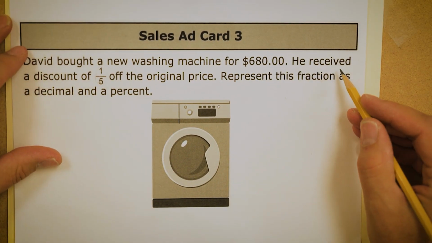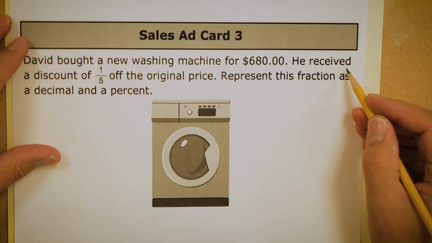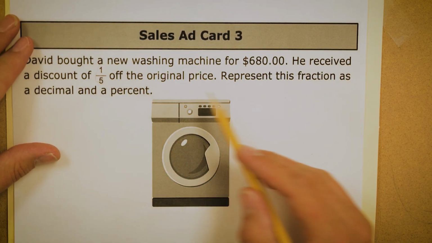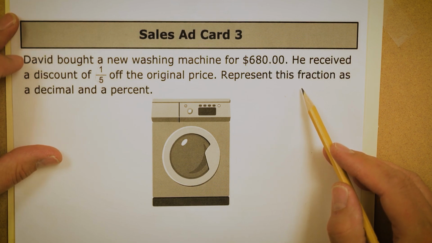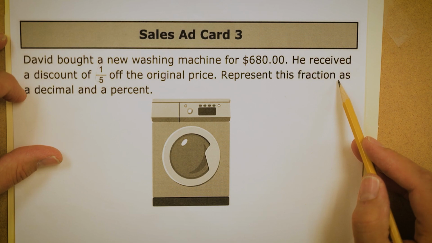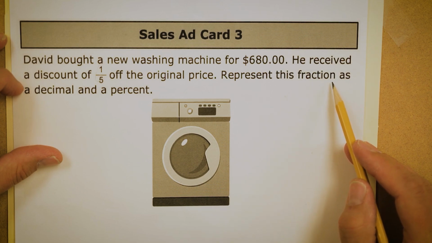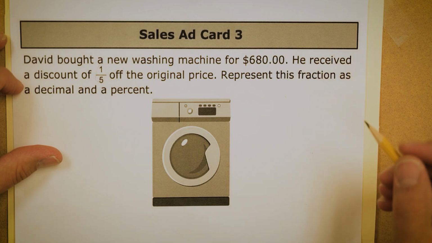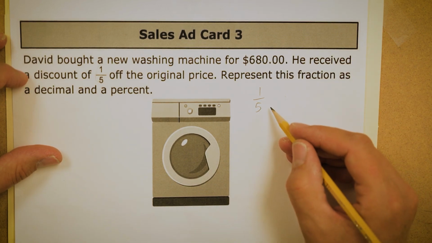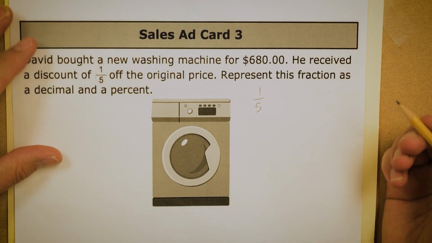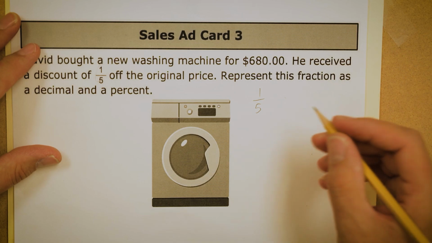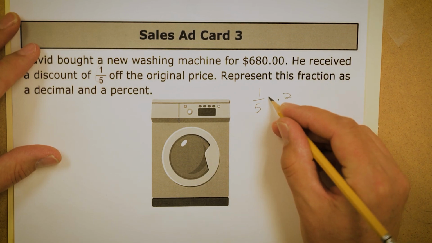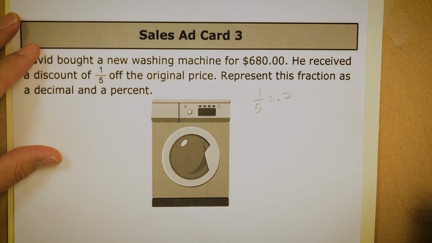David bought a new washing machine for $680. He received a discount of 1/5 off the original price. Represent this fraction as a decimal and a percentage. So we have the fraction here, so this is 1/5. If we do this as a decimal, this is something to memorize here. This is one of our benchmark fractions to remember that this is actually 0.2. So that's something to memorize there, that is equal to 0.2.